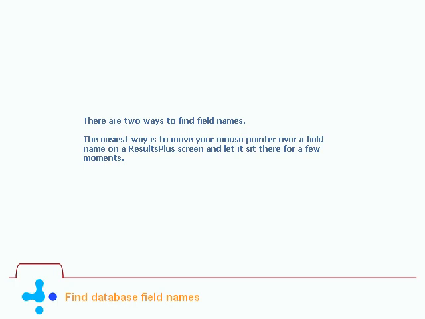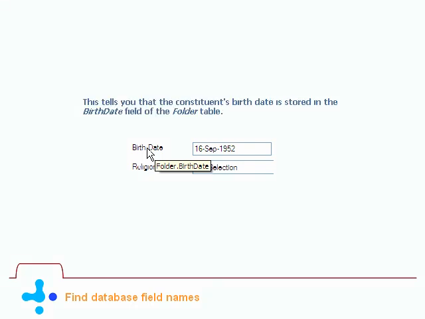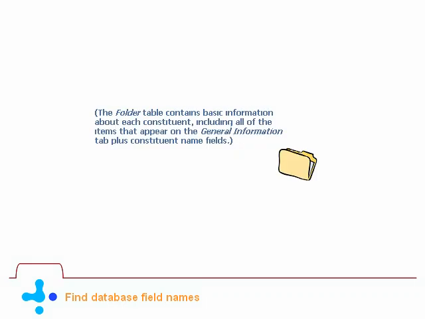The easiest way is to move your mouse pointer over a field name on a ResultsPlus screen and let it sit there for a few moments. For example, when you hover over the birth date field on the General Information tab, you'll see a small box that reads folder.birthdate. This tells you that the constituent's birth date is stored in the birth date field of the folder table. The folder table contains basic information about each constituent, including all of the items that appear on the General Information tab, plus constituent name fields.